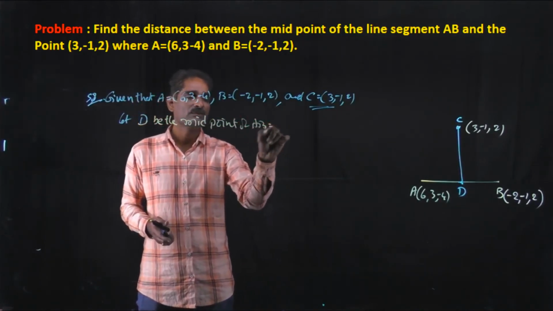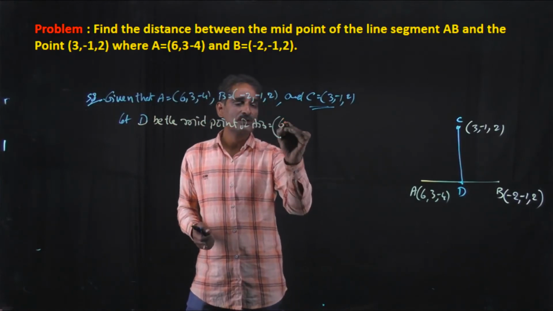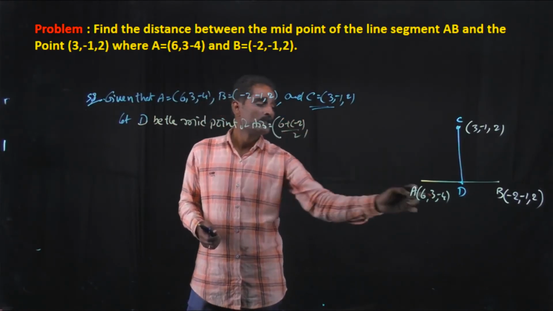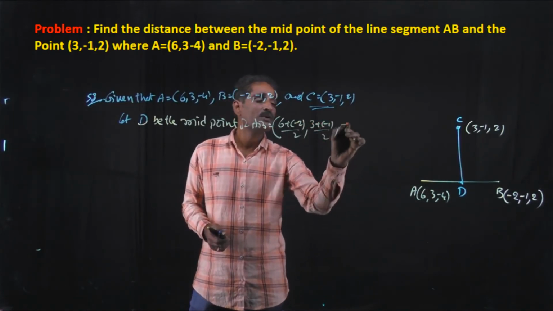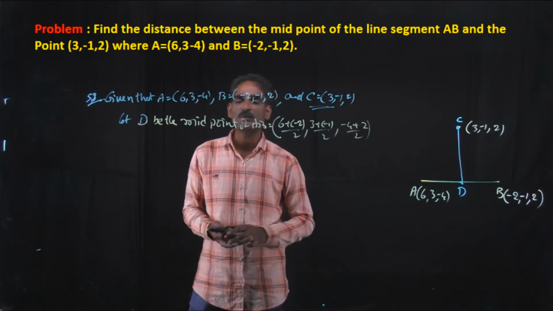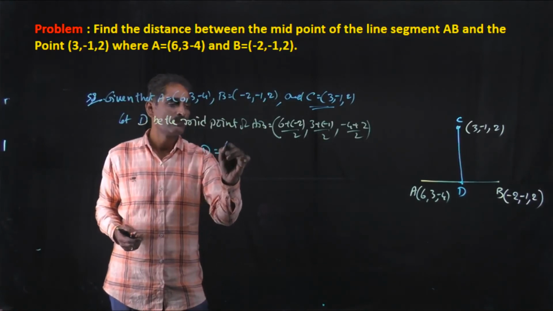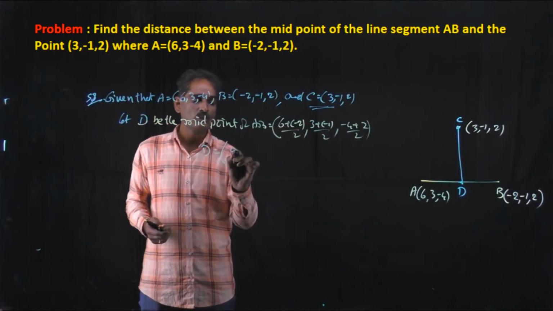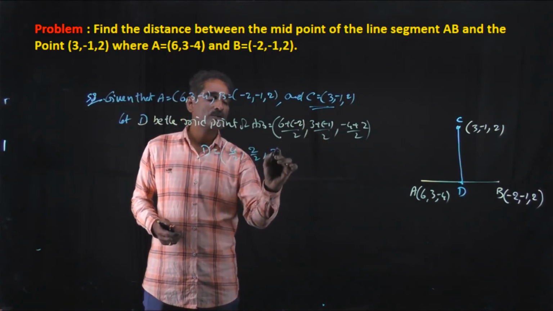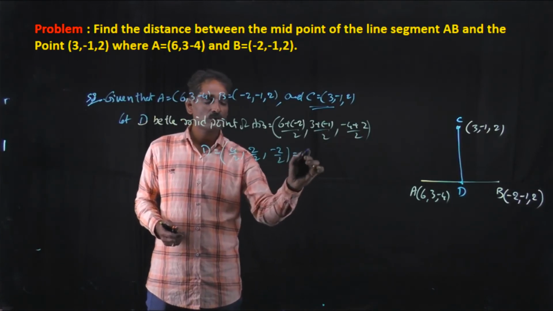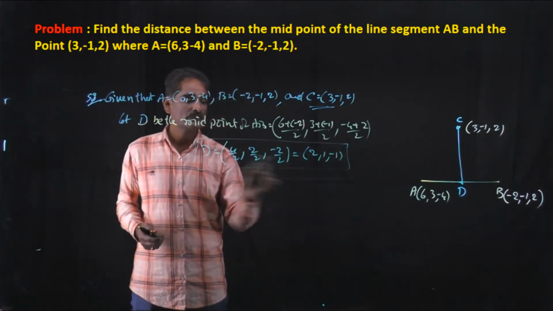What is the midpoint? x1 plus x2 by 2: 6 plus minus 2 by 2, 3 plus minus 1 by 2, and minus 4 plus 2 by 2. This is the midpoint. Let it be D. Therefore, D is equal to 6 minus 2, 4 by 2, 3 minus 1, 2 by 2, minus 4 plus 2, minus 2 by 2. So that is equal to 2, 1, minus 1. These are the coordinates of D.